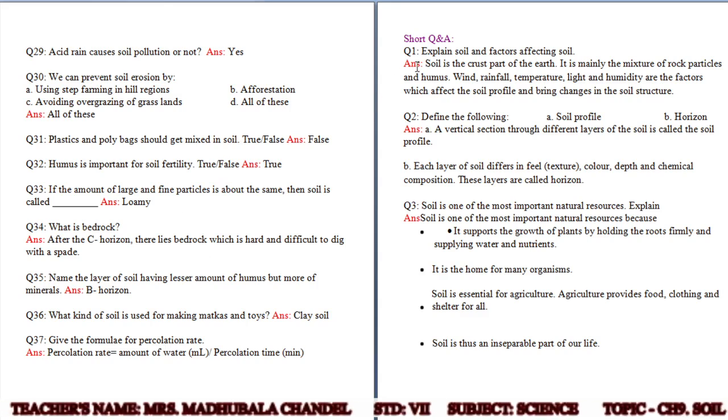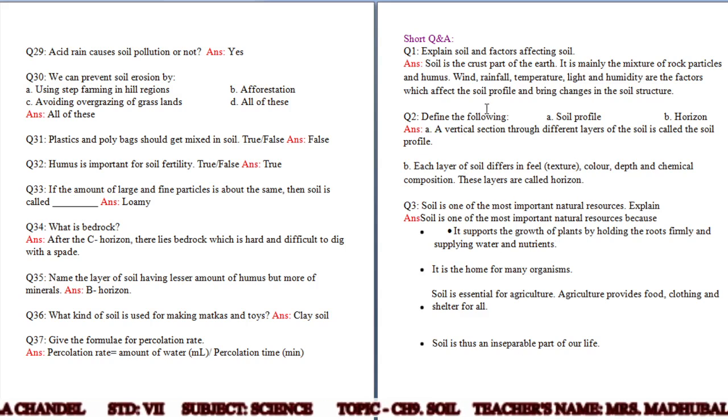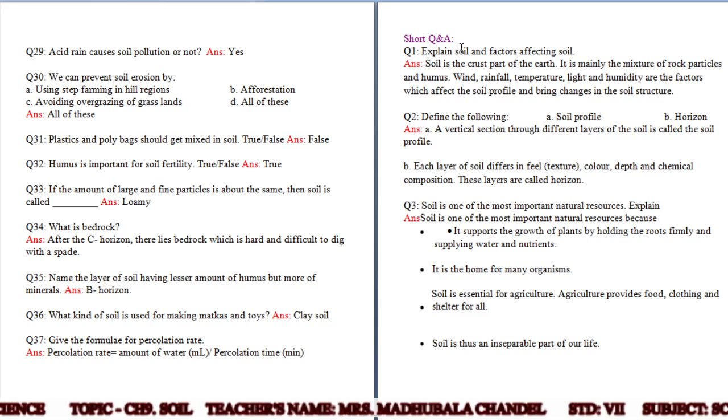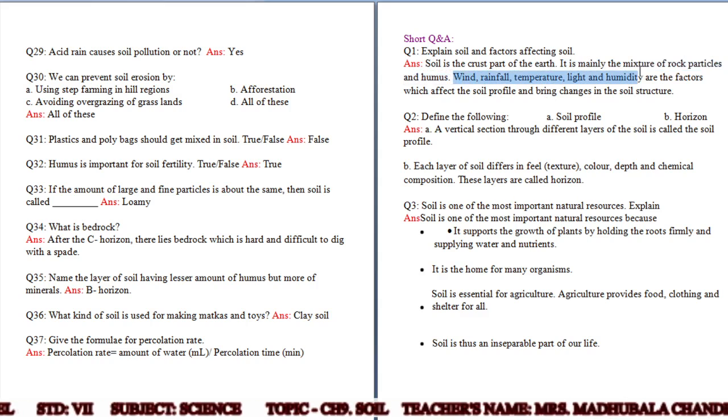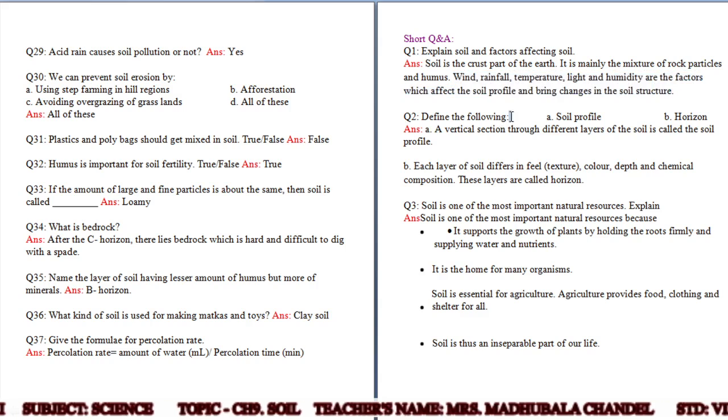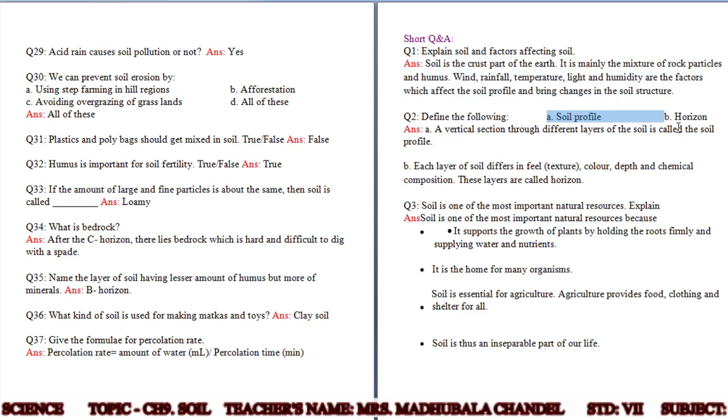Now when we go for the short answer type, it means 2 marks questions. Some can be 2, some can be 3. For 3 marks it will be long answer type questions. Here for the 2 marks questions, as you can see, explain soil and factors affecting soil. This question comprises two parts: what is soil, the definition, and what are the factors affecting soil, the names of the factors. Then define the following: soil profile, horizon.